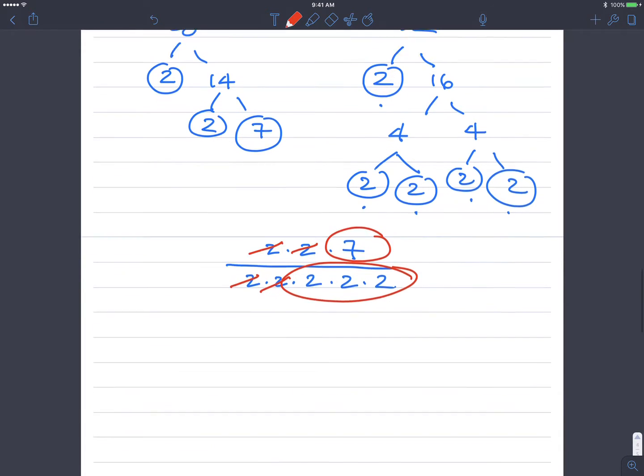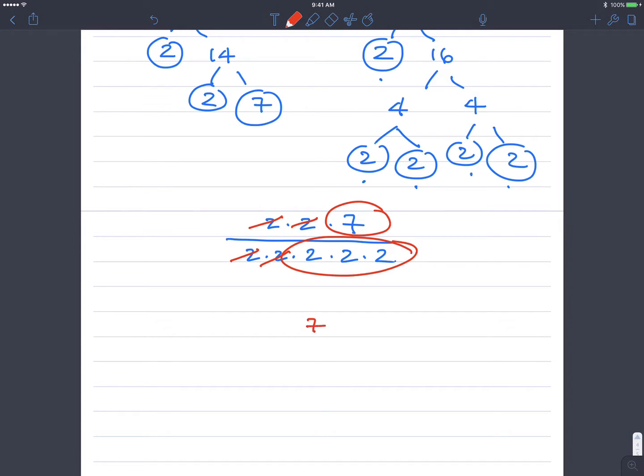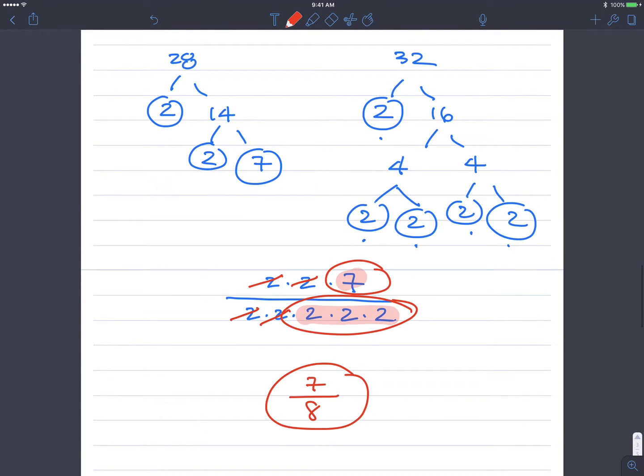So our final answer is going to be 7 over 8. Because 2 times 2 times 2 is 8 in the denominator, and there's a 7 alone in the numerator. We have simplified or reduced this fraction. It's 7/8.